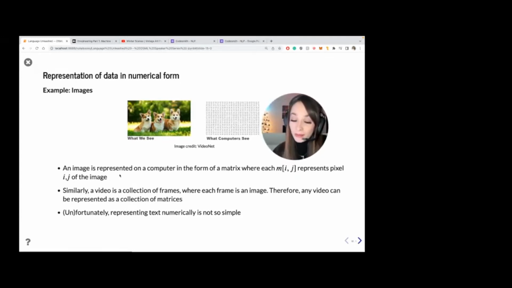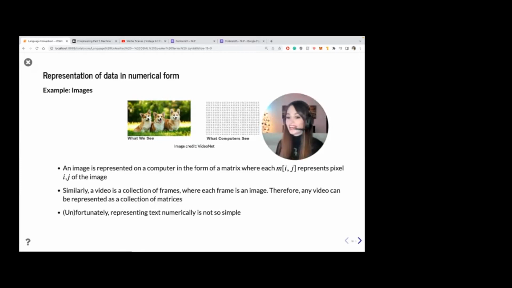So basically an image is represented on a computer in the form of a matrix where each pixel is represented in the cell ij. So in the cell ij, you have the value of that pixel of the image, the pixel ij of the image. Similarly, a video is a collection of frames where each frame is an image. Therefore, any video can be represented as a collection of matrices.